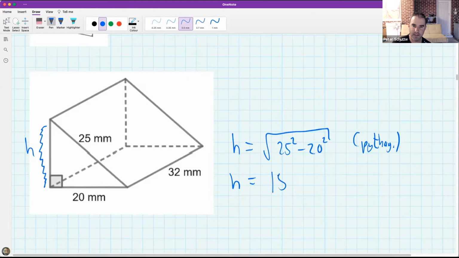We should be getting 15 millimeters. So this is going to be 15. So that should be very helpful. Thanks for that help, everyone. Mrs. Siwe, thank you very much. 15. So now the question is, what is the volume of this triangular prism going to be?